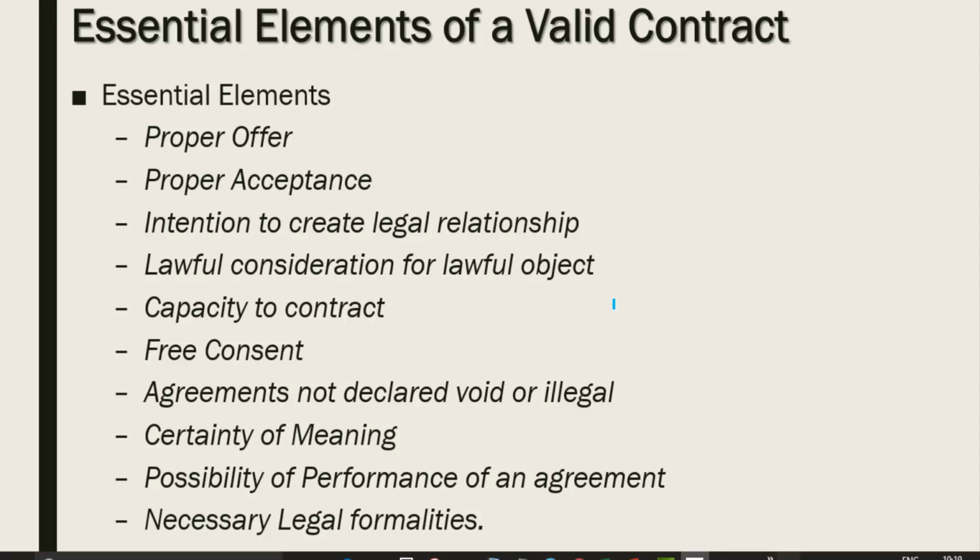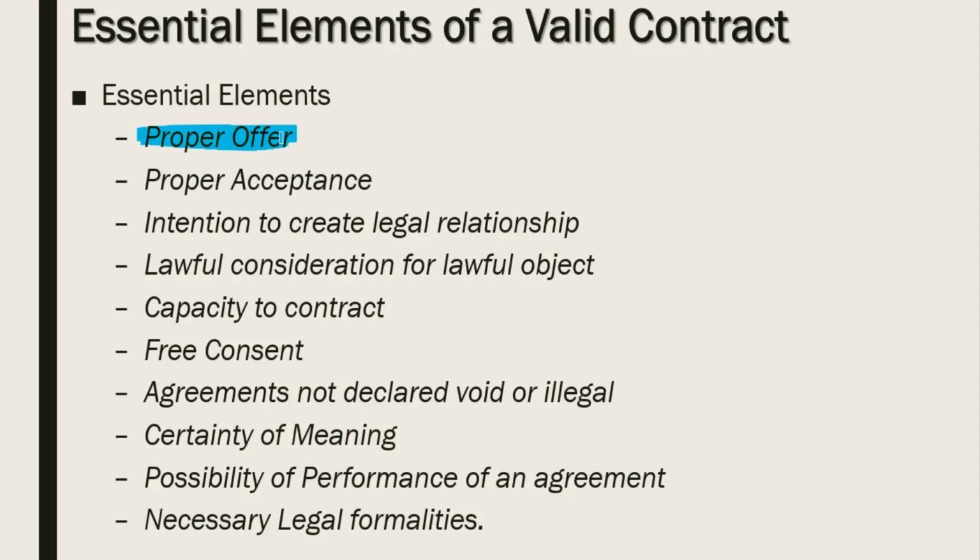So let us discuss in detail the essential elements of a valid contract. Already we have covered proper offer and proper acceptance. That is, if you want to have a valid agreement, you should make an offer and that offer should be accepted. Only then it becomes a valid agreement. So that's what we have already discussed.